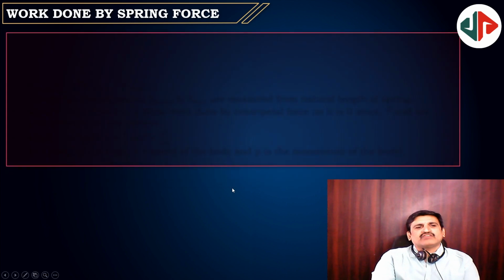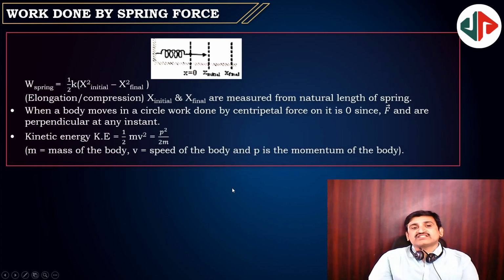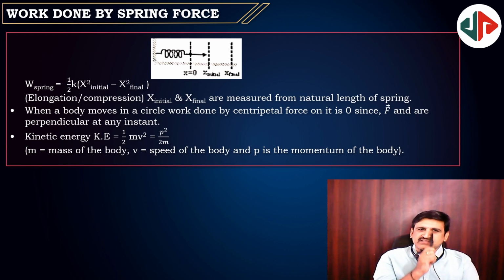Next, work done by the spring force. Work done by the spring force in stretching from x1 to x2, or x initial to x final. See, work done by the spring force is x initial square minus x final square. Work done by us is final minus initial. That is the difference.